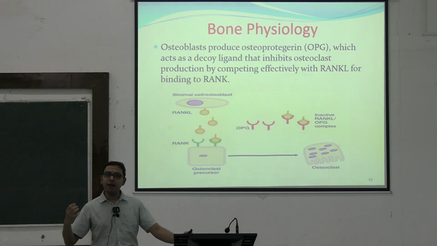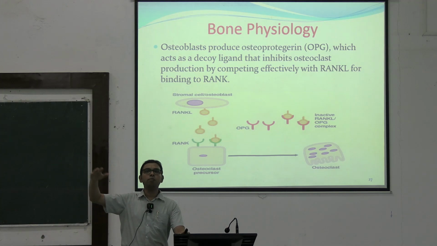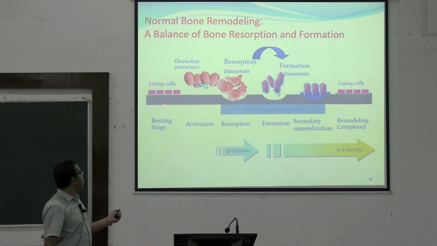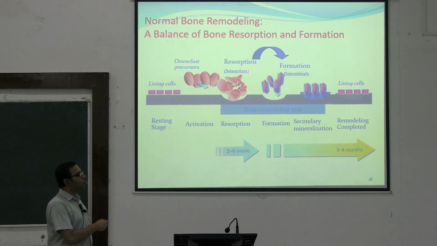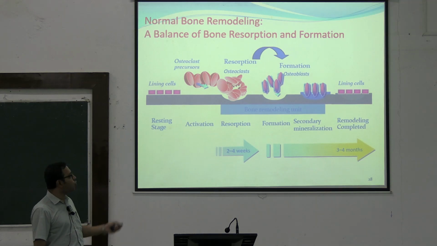Osteoclast cells are activated and differentiated, they form the resorptive pits in an acidic environment, and resorption happens. Then, if it is normal, bone formation by the osteoblast cells happens again. So you can see this is the bone remodeling unit: osteoclast precursor, resorption by the osteoclast, formation by the osteoblast cells. There will be a resting stage of the bones, then activation, first resorption happens, then formation happens. It usually takes 2 to 4 weeks.